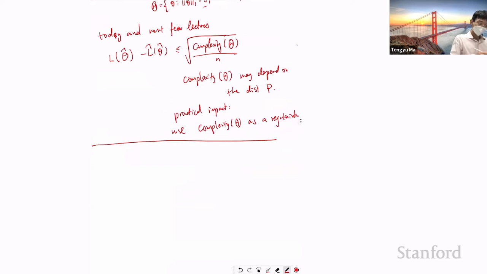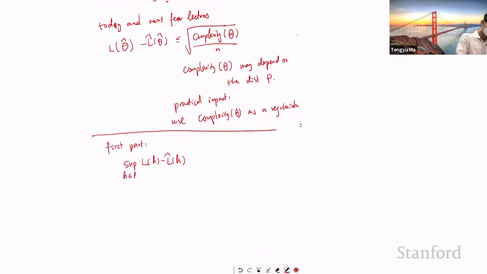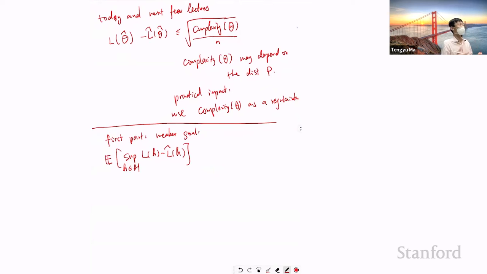So today, the first part is we're going to talk about a weaker goal. Before, we were talking about uniform convergence, right? So this is our tool. We want to prove that L(h) minus L hat(h) is small for all possible h. In the first part of the lecture, we're going to bound the expectation of this as a weaker goal. And in the second part of the lecture, if we have time, we're going to bound it with high probability without the expectation in front of it.